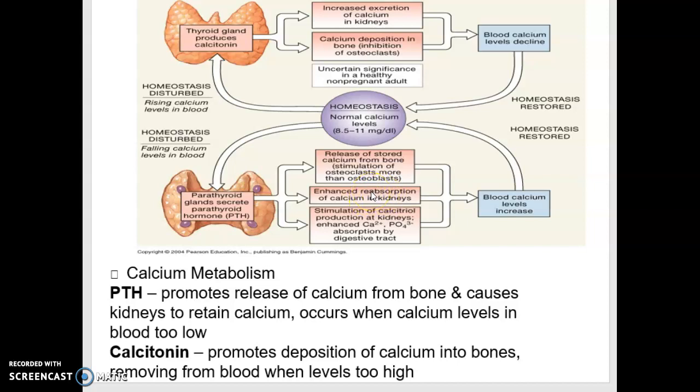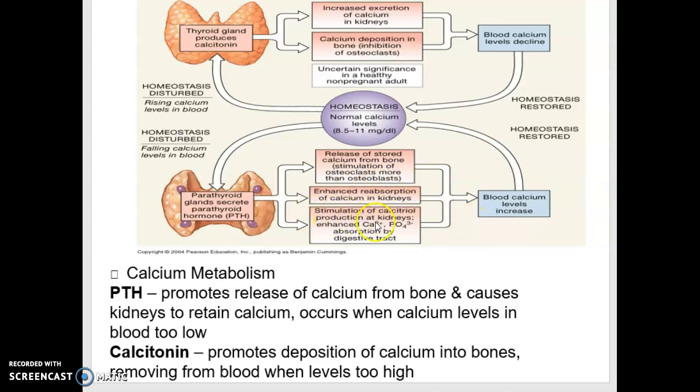Remember how the kidneys do 3 different jobs. They basically filter out at the glomerulus, and they reabsorb the majority of what they filtered out in the tubules back into the peritubular capillary. So that's what's happening here. Instead of getting rid of calcium in my urine, I'm reabsorbing it in the kidneys.